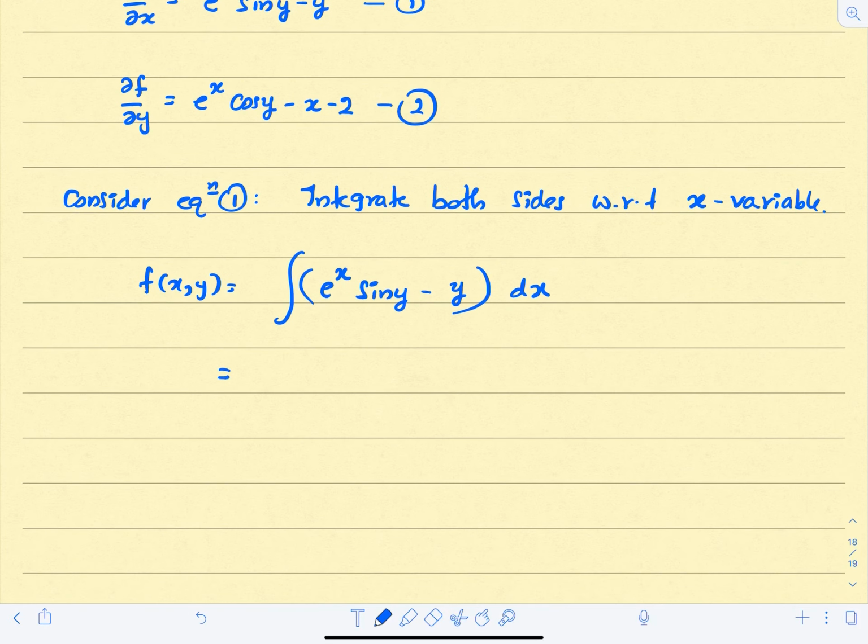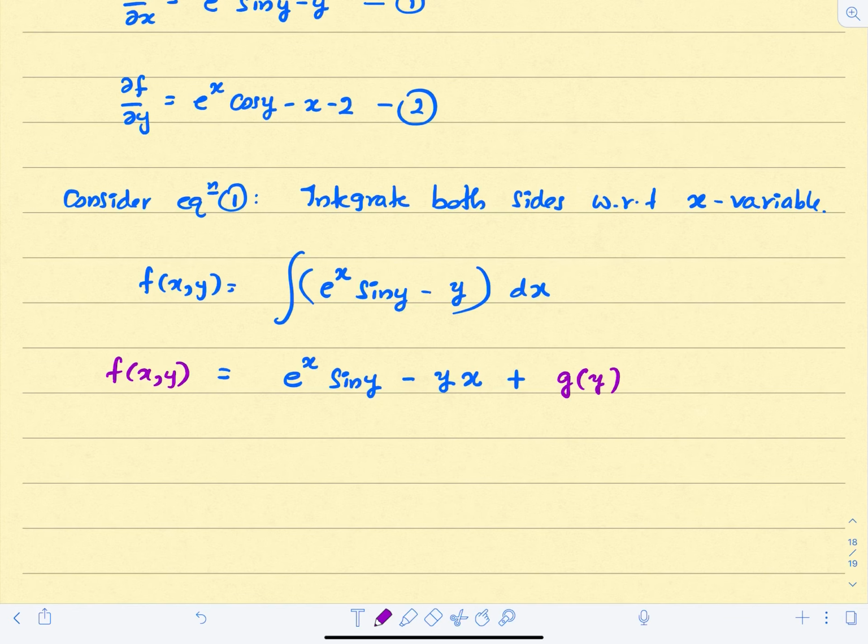Since this is a partial integral, we have to treat the y variable as a constant. So the integral of the first term is e^x, times the constant term sine of y, minus y times the integral of 1, which is x. But now we have to add the constant of integration, which in this case should be a function of y. So let's say this is g(y).